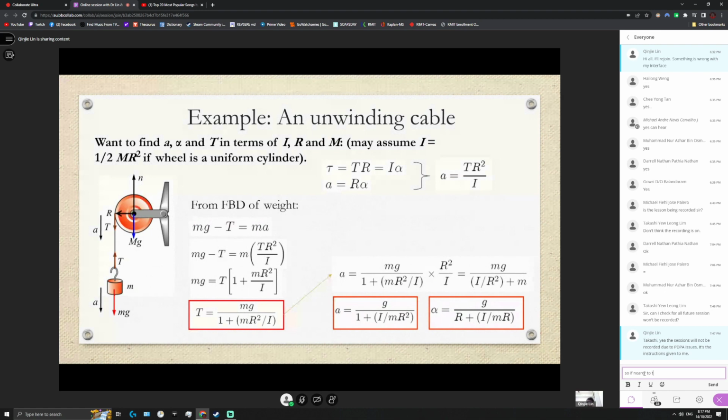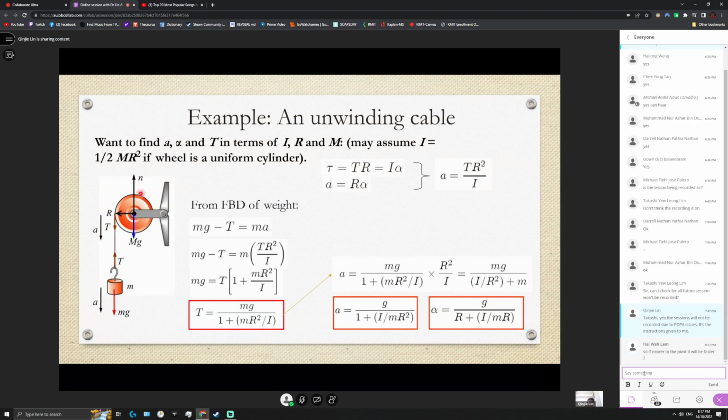Okay, just another example with illustration only. For example, we have this structure here with a string. So if nearer to the pivot, it will be faster. Yeah, correct. Actually, work out the solutions, practice on your own, and then compare the alpha. And that will give you the answer. Okay? Yeah, good question.